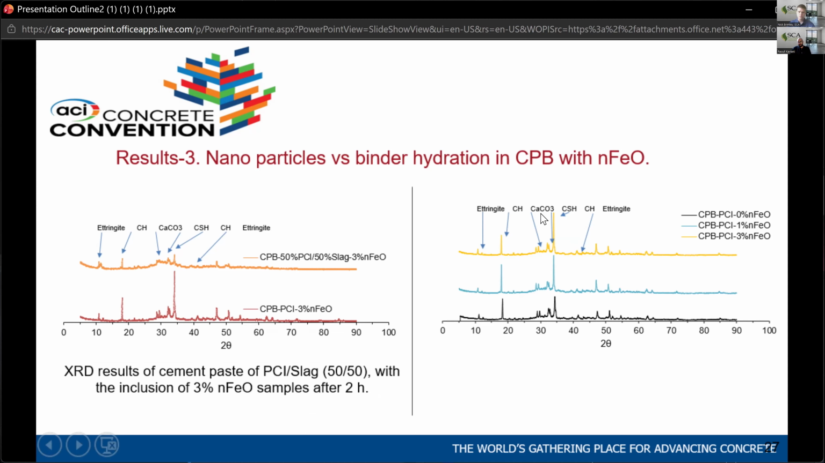So this higher peak one is CaCO3, and then this, I'm sorry, is CSH, the peak one. This one is calcium carbon oxide. This one. These are the CH, these two, and so on.